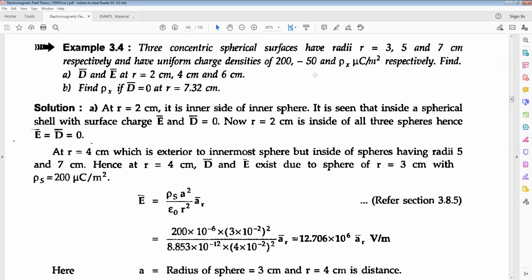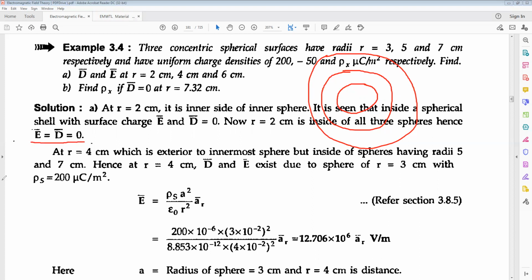The given concentric spherical surfaces have radii 3, 5 and 7. These are the concentric spherical surfaces. At R is equal to 2 centimeters, it is the inner side of the inner sphere. It is seen that inside a spherical shell with surface charge density, E bar and D bar are equal to 0. Now R is equal to 2 centimeters is inside all the three spheres, hence E bar and D bar are equal to 0.